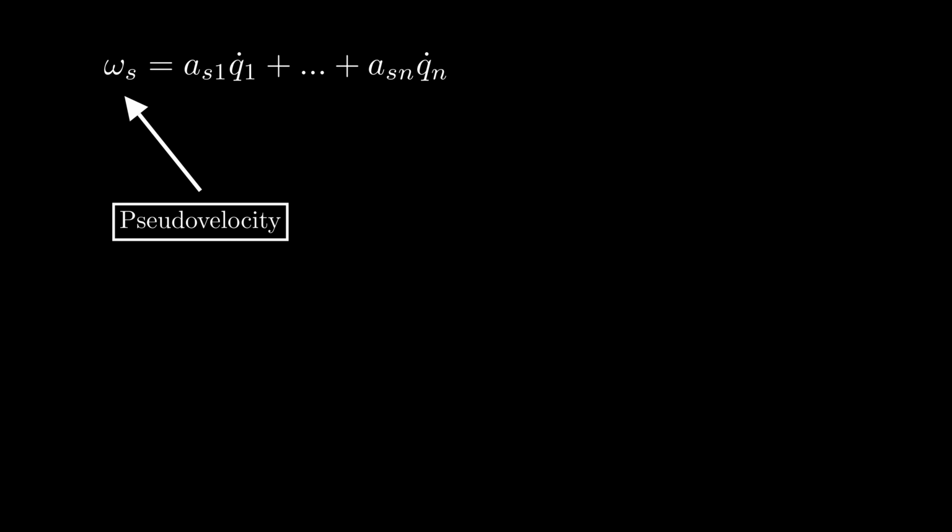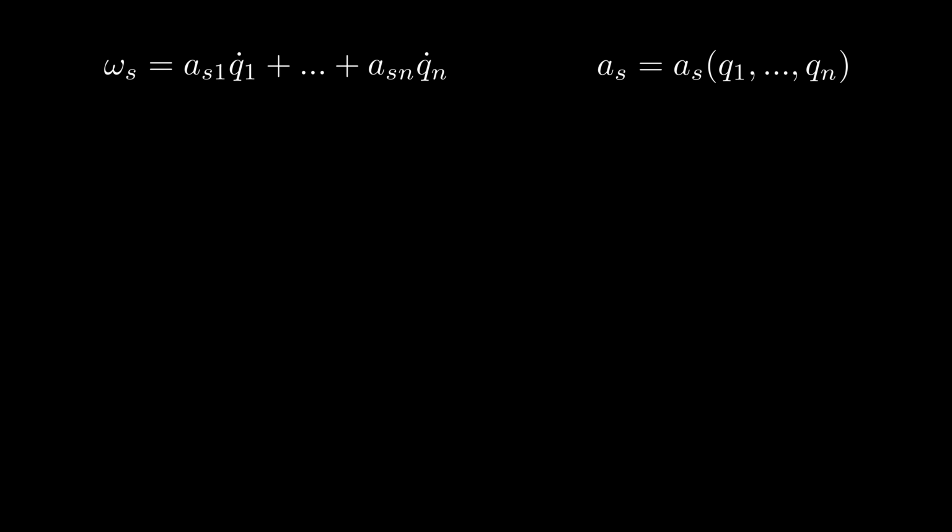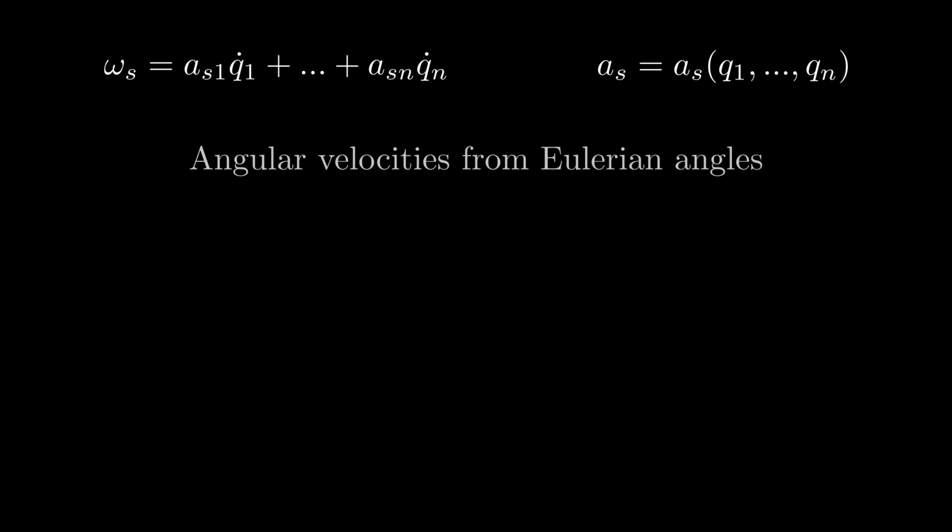Much more recently, though, there was a modification that was proposed. First, let's talk about pseudo-velocities. We define a component of the pseudo-velocities to be a linear form of generalized velocities. Those coefficients are functions of the generalized coordinates. One place where you encounter pseudo-velocities is when you project angular velocity in Eulerian angles, for example.